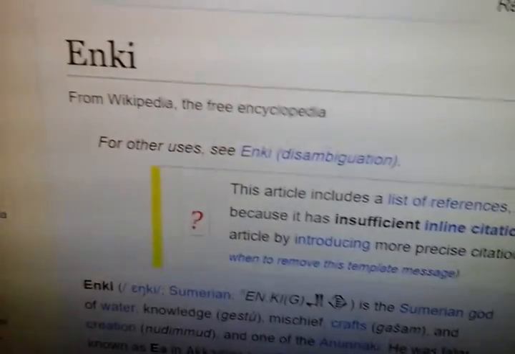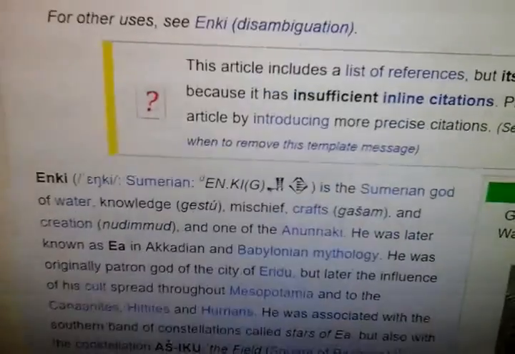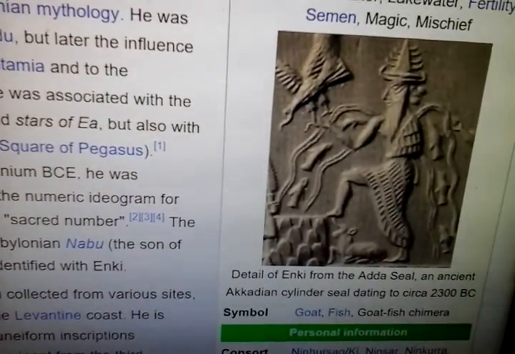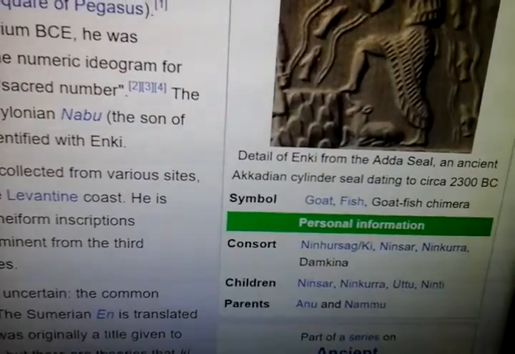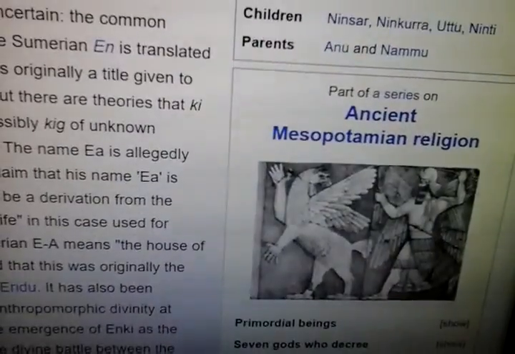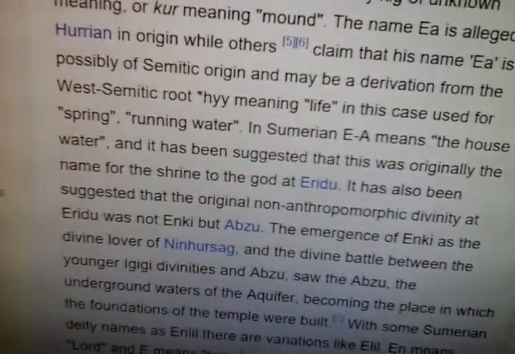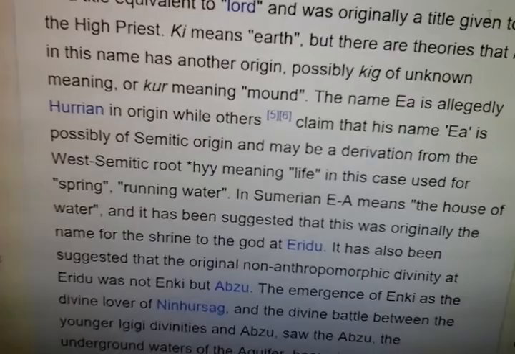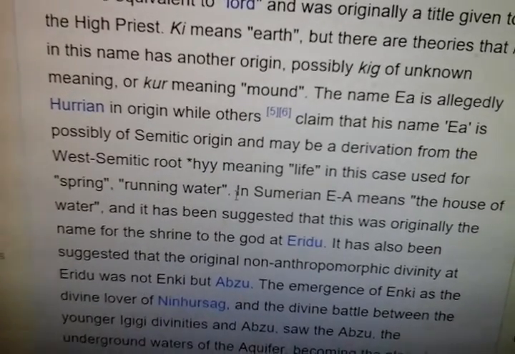Okay, here you go, right here. Enki, Sumerian, is the Sumerian god of water and knowledge, right? And what do you have here? The cylinder seal, right? The goat, the fish, going back to 2300 BC. Okay. His name is going back to water, meaning life.